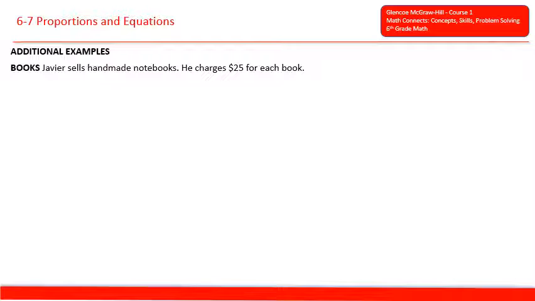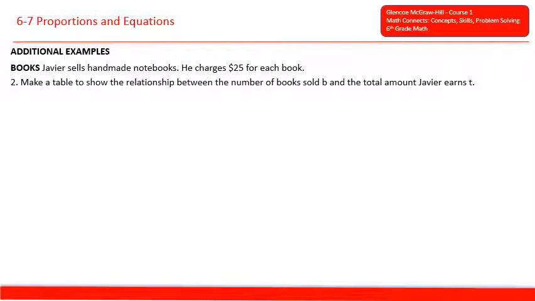Books. Javier sells handmade notebooks. He charges $25 for each book. Make a table to show the relationship between the number of books sold B and the total amount Javier earns, T.